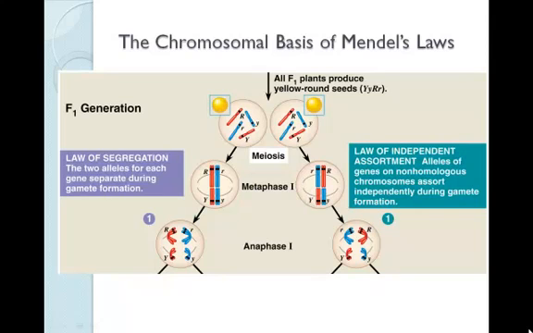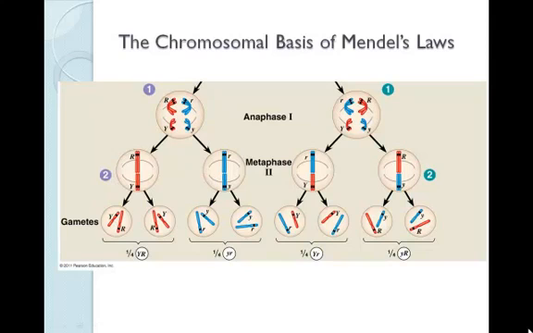When the F1 plants produce gametes, the laws of segregation and independent assortment predict that there are 4 possible types of gametes that will be produced, and these 4 types are produced in equal frequency. As a result, 1/4 of the gametes contain both dominant traits, 1/4 contain the dominant yellow trait with the recessive wrinkle trait, 1/4 contain recessive green with dominant round, and 1/4 contain both recessive traits.